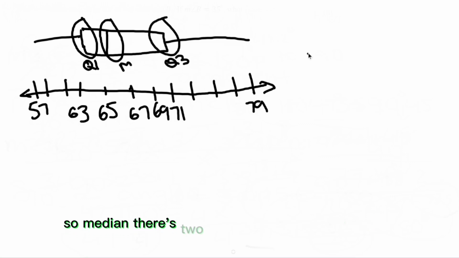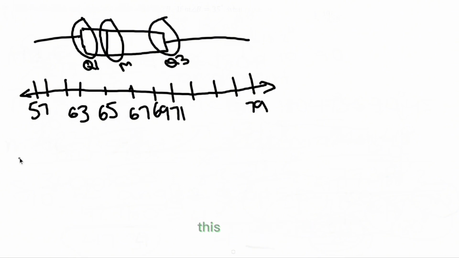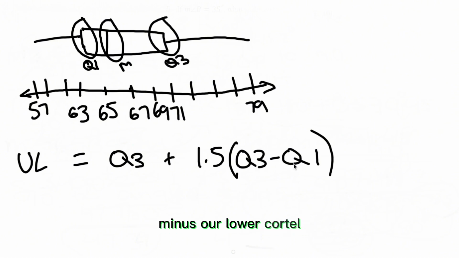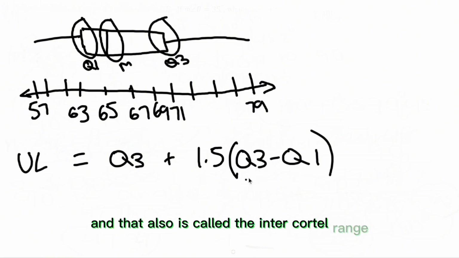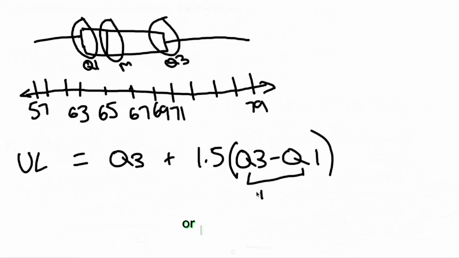So median. There's two other things we need to know, and those are formulas for the upper limit and lower limit. So the upper limit and lower limit are not directly given to us on this Box and Whisker plot, so we have to solve for it. So the upper limit, so let's write this as UL. So the upper limit can be solved for by doing Q3, which is our upper quartile, plus 1.5 times Q3 minus Q1. And that's our upper quartile minus our lower quartile. And that also is called the interquartile range. So the difference between the upper and lower quartile is what we call our interquartile range, or our IQR.